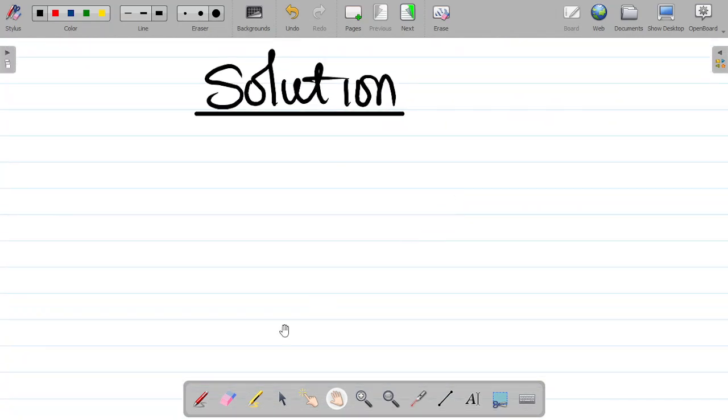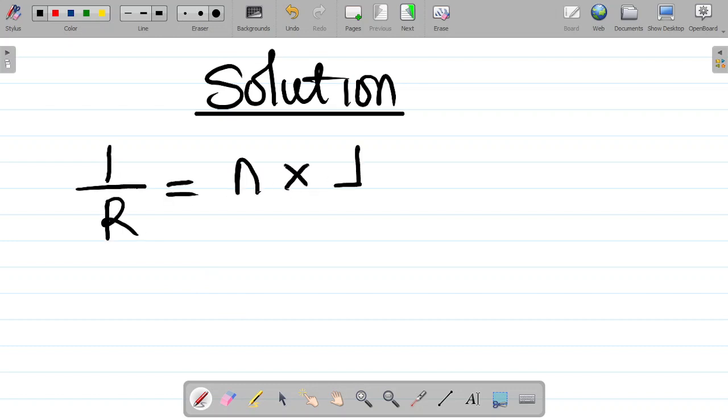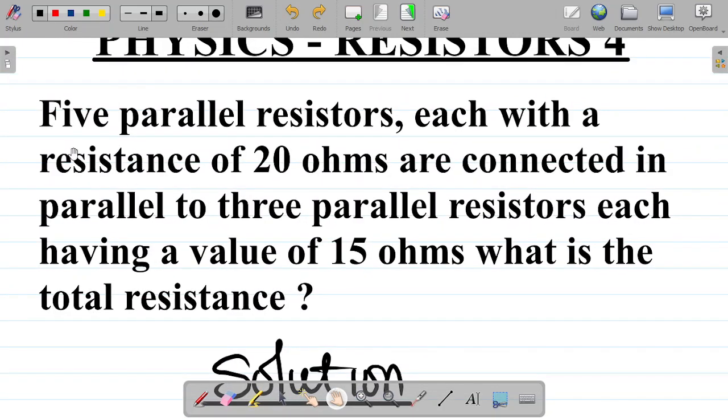Recall that in part 3, we said that whenever you have a number of resistors of the same value combined in parallel, their total resistance, 1 over R, is given by N times 1 over R. Let me call this RT. The total resistance is equal to N times 1 over R, where N is the number of resistors and R is simply the value of the resistors. If you look at this question, the first N we have here is 5. They said 5 parallel resistors, with a resistance value of 20 ohms.